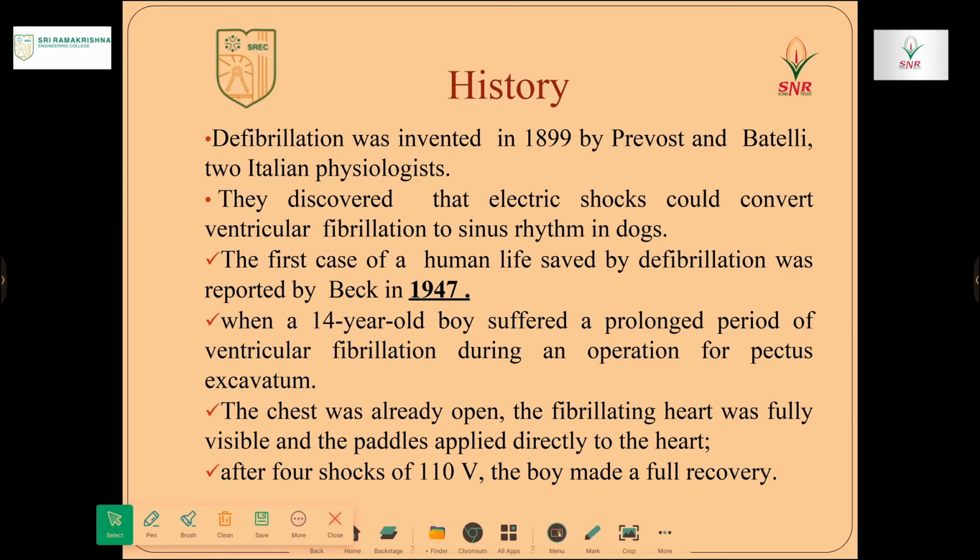So, the history: it was invented in 1899 by Prevost and Battelli, two Italian physicists. They discovered the electrical shock for ventricular fibrillation, which was done on dogs. The first case of a human life saved by defibrillation was reported by Beck in 1947. A 14-year-old boy suffered a prolonged period of ventricular fibrillation during an operation for pectus excavatum. The chest was already open and the fibrillating heart was fully visible, so the pad was applied directly to the heart. After applying 4 shocks of 110 volts, the boy made a full recovery.